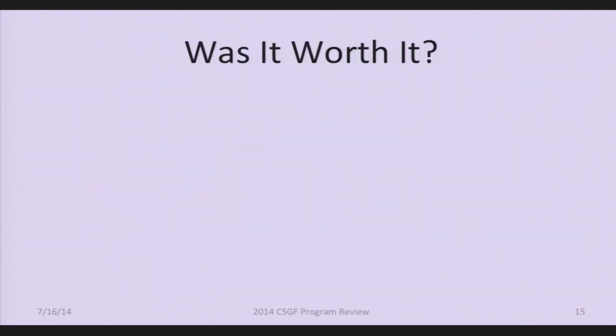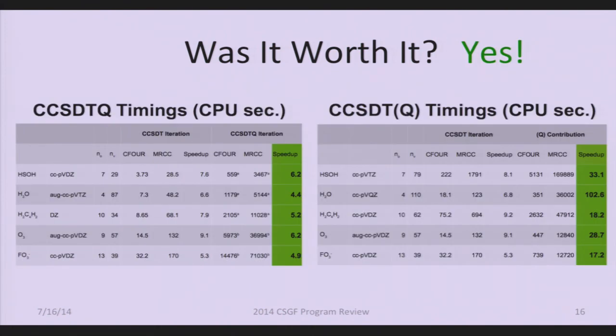So in the end, we say, okay, we wrote that down. We did the equation. Was it worth it? Turns out, yes. If you look at the previous program that people would use for these calculations, that's MRCC, and you look at my new program, which is in CFOUR, for CCSDTQ, you see roughly a factor of 5 to 6 speedup. And for CCSDT-Q, which is an approximate method, you see as much as 100 times speedup. So yes, all this trouble was really worth it.